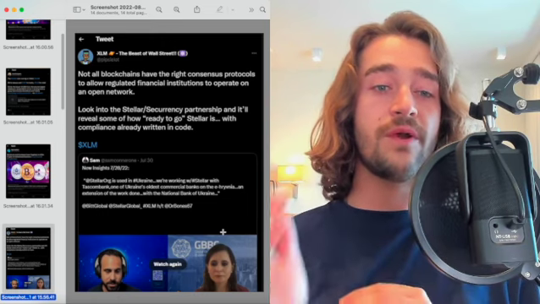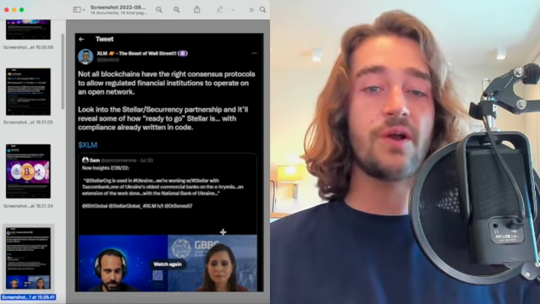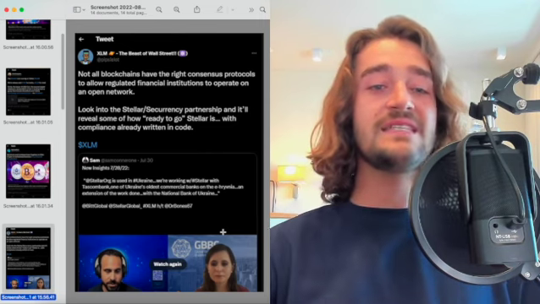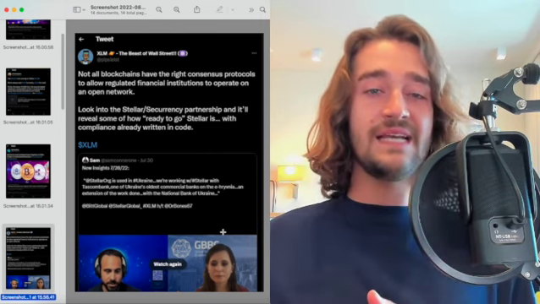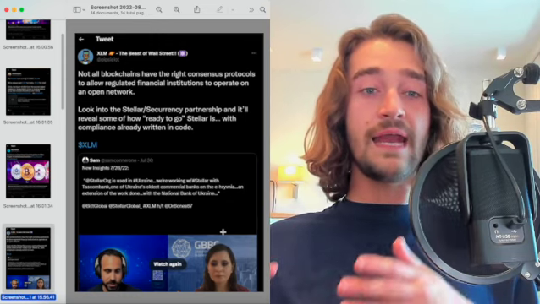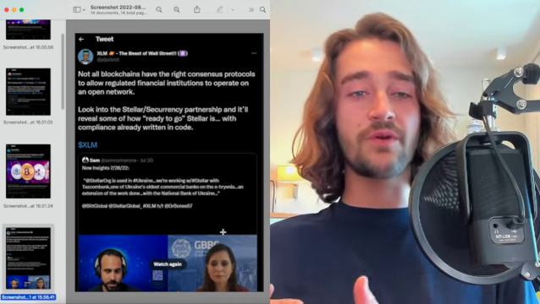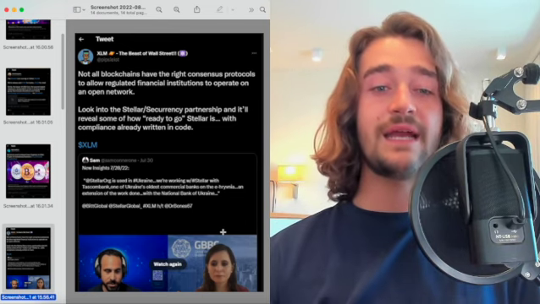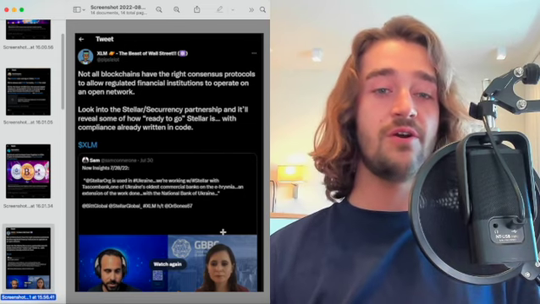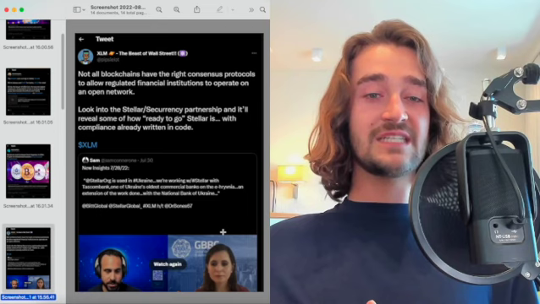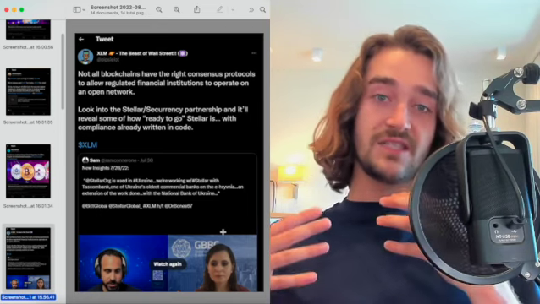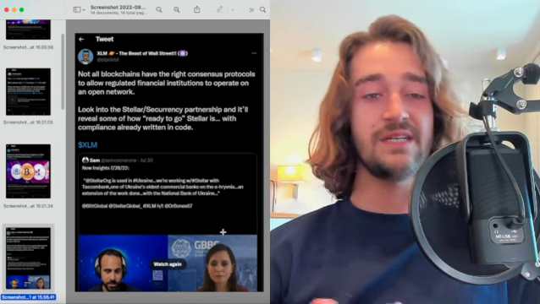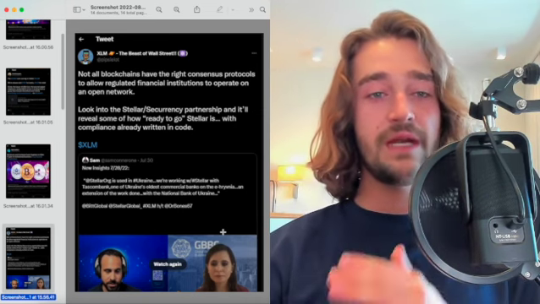Now, another piece of news is that not all blockchains have the right consensus protocol to allow regulated financial institutions to operate on an open network. Look into the Stellar Security Partnership and it'll reveal how ready to go Stellar is, with compliance already written in code. This is very important because it shows that XLM is actually compliant with banks and is very ahead of its time compared to other cryptocurrencies that are still very gray in terms of compliance. XLM's compliance is very open, it's ready, it's written in the code, so if you're interested, you can go have a look. What's interesting is that the partnership reveals how ready to go and implementable the technology is, and that people have no clue what's been happening. So this is amazing, really positive news for XLM.